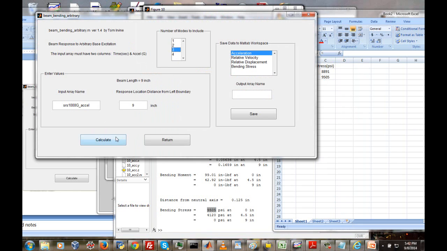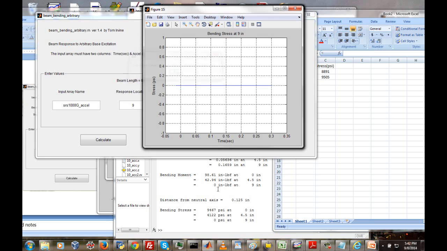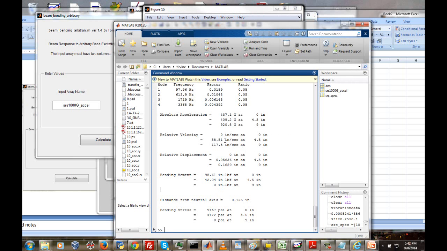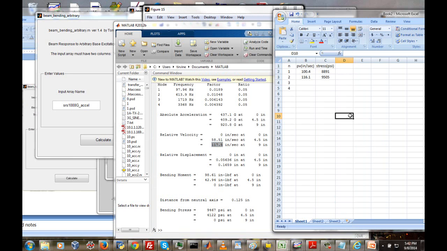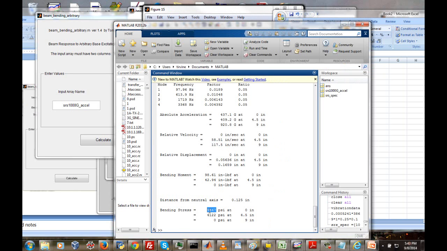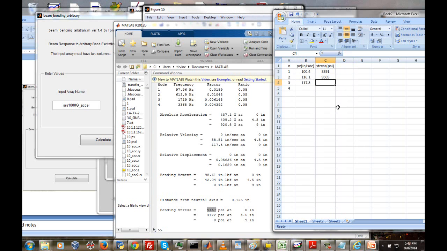And if we include 3 modes, what we find is that our velocity at the free end is hardly changing from the 2-mode case. And the bending stress is about the same as before. Actually it went slightly down, so there could be something going on with phasing, differing phase angles of the modes. So by including all 3 modes, the stress goes down slightly.